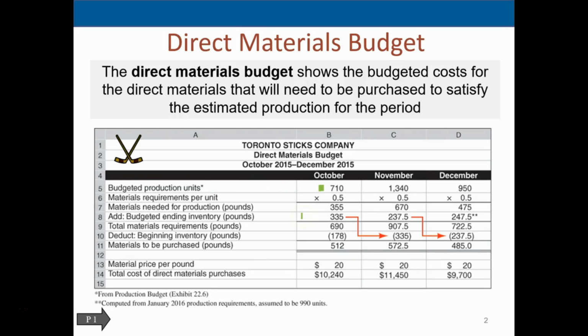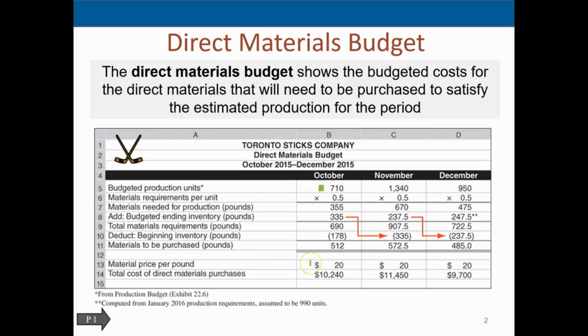So this is October. As of the end of October, we want to have on hand 335, or we're budgeting to have a cushion of 335 over the amount of materials we're going to need to use in the month of October. So that means we would have a total materials requirement of 690. That's how much we would have to buy if we didn't already have some on hand from the end of September, which we do, and that happens to be 178. Therefore, the 690 that we need minus the 178 gives us 512 units. So that's how many units we need to purchase.